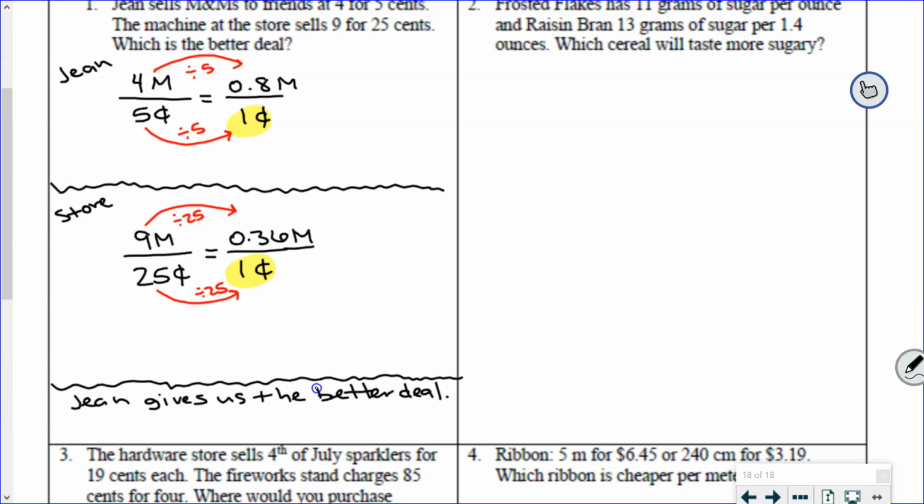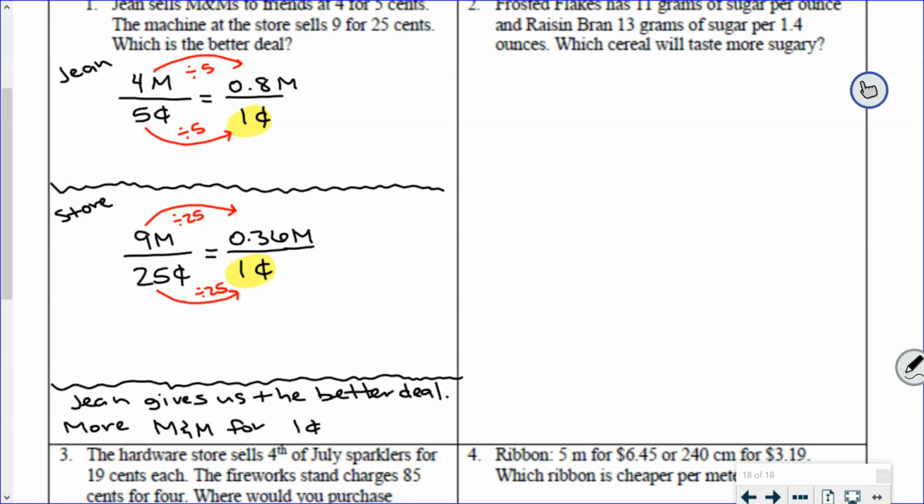And how do we know it's the better deal? Because we get more M&Ms for 1 cent.